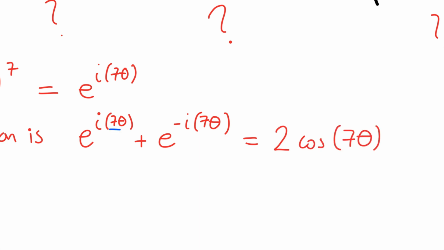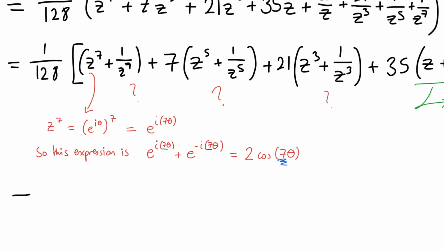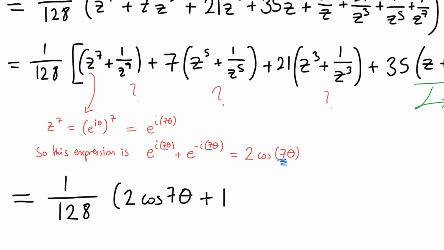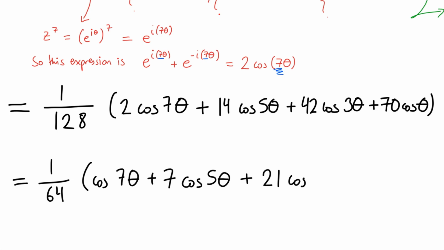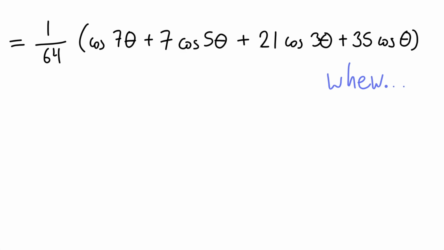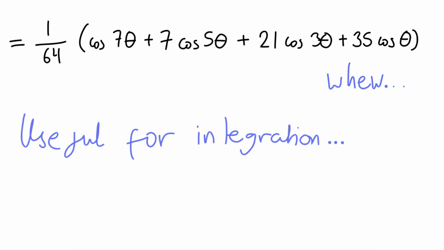And similarly, this next term is 2 cosine 5 theta, and the next 2 cosine 3 theta, and just like magic, we've turned our cosine to the power of 7 theta into 1 over 64 cosine 7 theta plus 7 cosine 5 theta plus 21 cosine 3 theta plus 35 cosine theta. We've gotten rid of all of the powers. And this can be kind of useful if you're trying to do integration, and for some reason you know about complex numbers but not basic substitution methods.